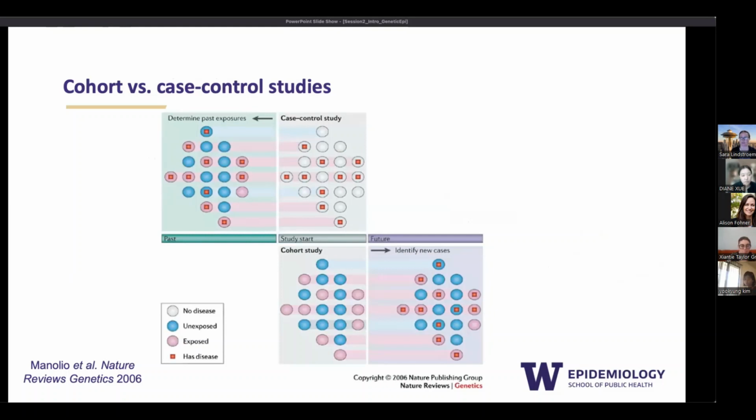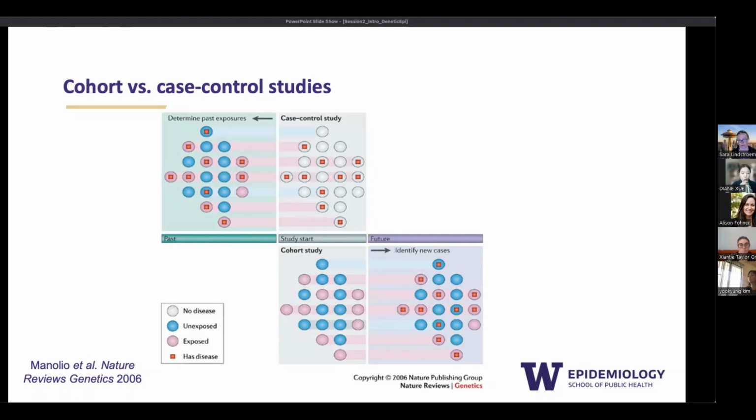For example, I spent many years working in the Nurses' Health Study, which is a large cohort of female nurses that we recruited back in the 70s. So we reached out to nurses, thinking that would be a good group to assess both disease and risk factors. You identify your population, you measure all kinds of different exposures of these individuals, and then you follow them over time to identify new cases.